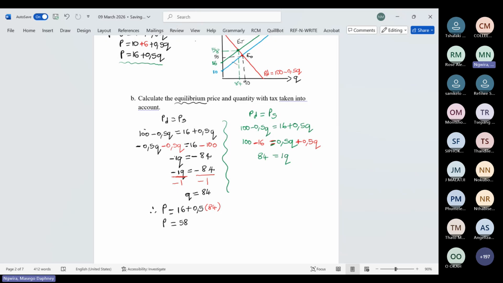So I divide by the negative 1 because I just want to remove what is next to Q. This side, you can say I'm going to divide by 1. It's up to you. Divide by 1, you still get the 84. So we divide so that next time when we have a 2 instead of a 1, you divide by 2 on both sides. The aim of dividing is to remove anything that is next to Q because we want to isolate Q.